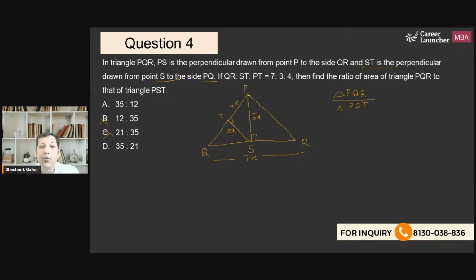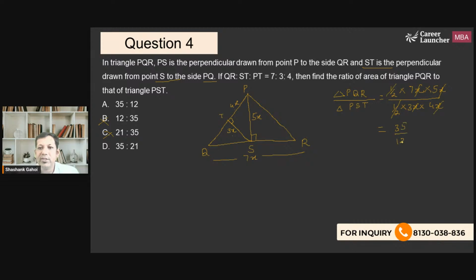Now, what is the area of triangle PQR? That is going to be half into base, that is 7x QR, into height. Height is what? That is PS. Height is perpendicular, so that is equal to 5x. This is what we got. What is the area of triangle PST? PST is half into base. Base is ST, or I can say 3x, into height. Height is 4x. So x cancels out, half cancels out. So I'm going to get 35:12.